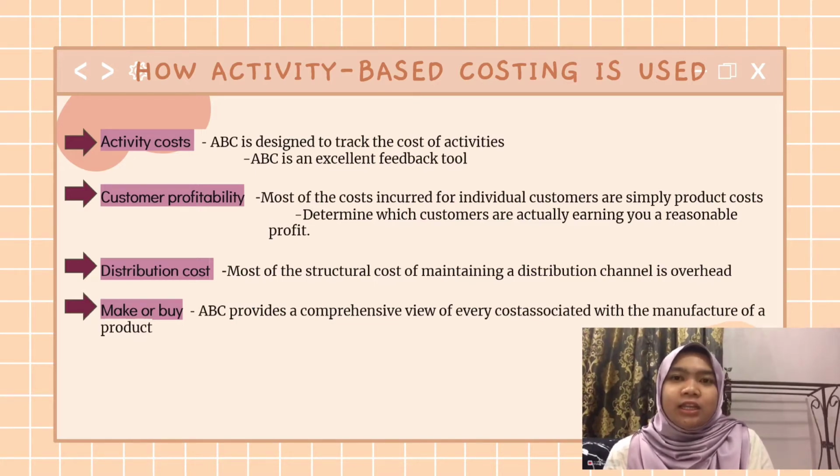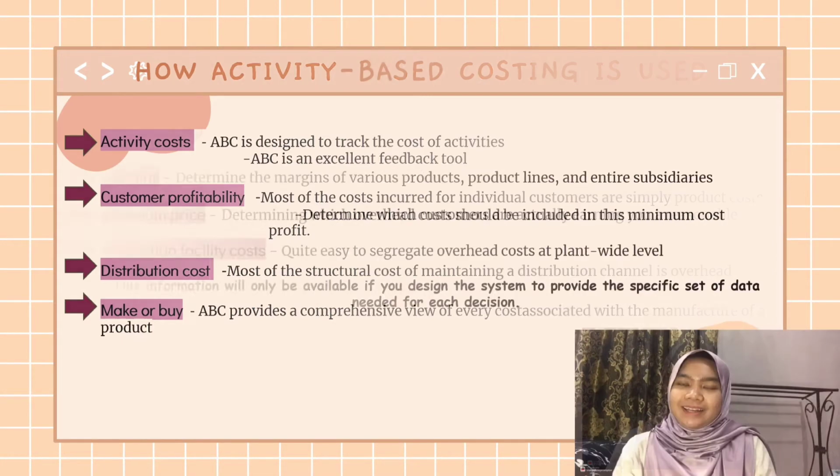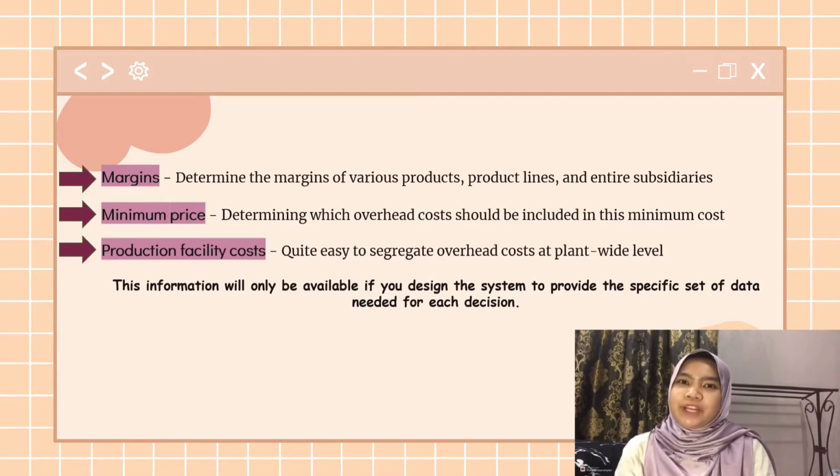After that, it is used to make or buy. ABC provides a comprehensive view of every cost associated with the manufacture of a product, so that you can see precisely which costs will be eliminated if an item is outsourced versus which costs will remain. An ABC system can determine the margins of various product lines and entire subsidiaries if the company has proper overhead. This can be quite useful for determining where to position the company's resources to earn the largest margin.